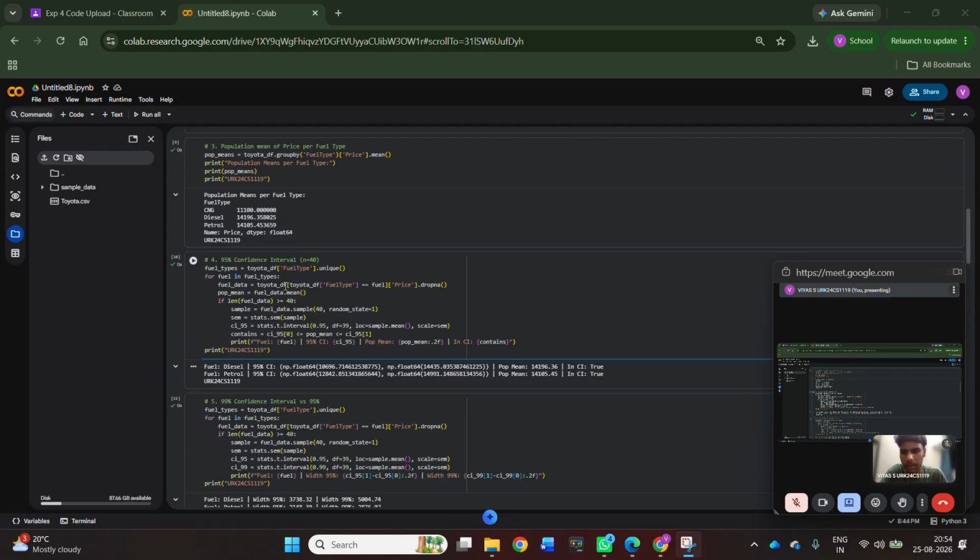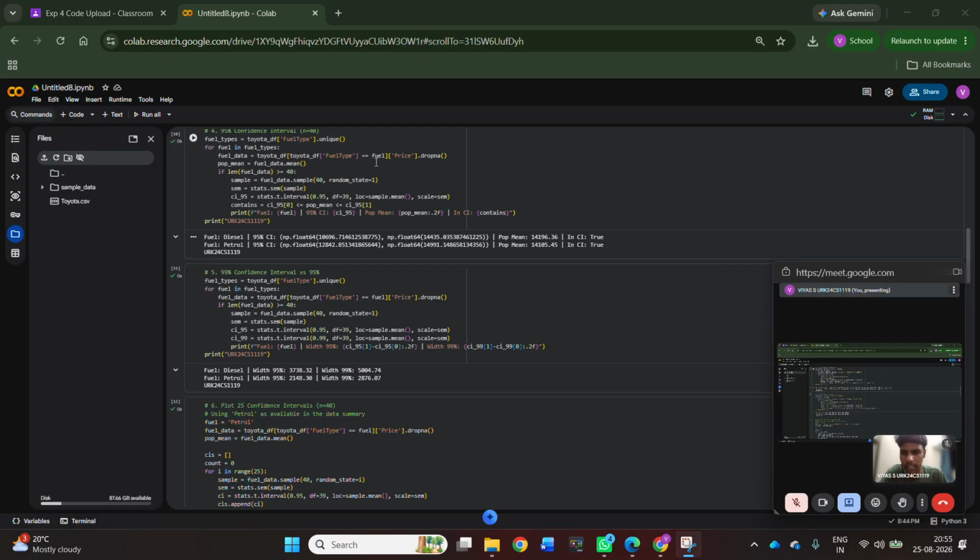And the fourth one is about a 95% confidence interval, n is equal to 40. Here, it calculates a 95% confidence interval for the population mean using the sample of 40. A confidence interval gives a range of possible values for a population mean. The sample size is 40, and stats.sem calculates the standard error of the mean, and stats.t.interval calculates the confidence interval. And it checks whether the actual population mean falls inside the calculated interval. And here comes the output for the fourth one.